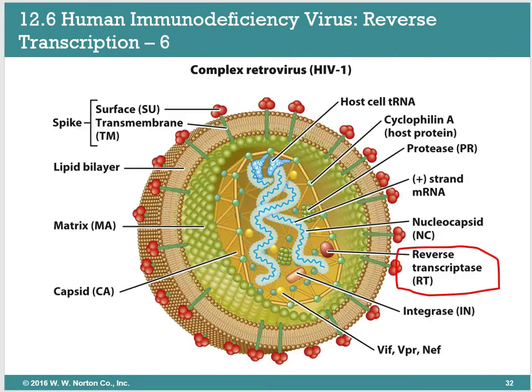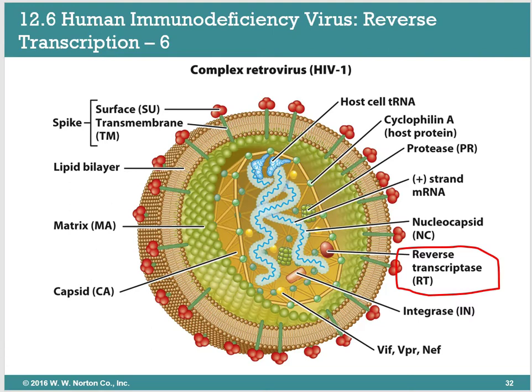So with HIV, this is what he looks like. He's very, very complex in the sense of a virus. But the main thing that I want you to know is reverse transcriptase. That's the main thing that I want you to know about HIV: what enzyme does he use, and why is that advantageous?